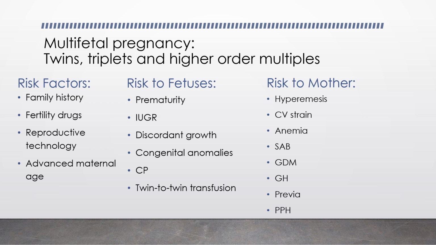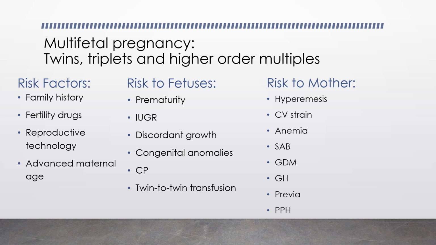They also could have intrauterine growth restriction and discordant growth. One could be growing a lot faster or a lot slower than the other one or ones. There's a higher risk of congenital anomalies. They have a higher risk of cerebral palsy. And twin-to-twin transfusion is when there's some abnormal communication between the placentas, and that would result in a discordant growth. One baby would grow bigger and the other one would not grow as quickly.